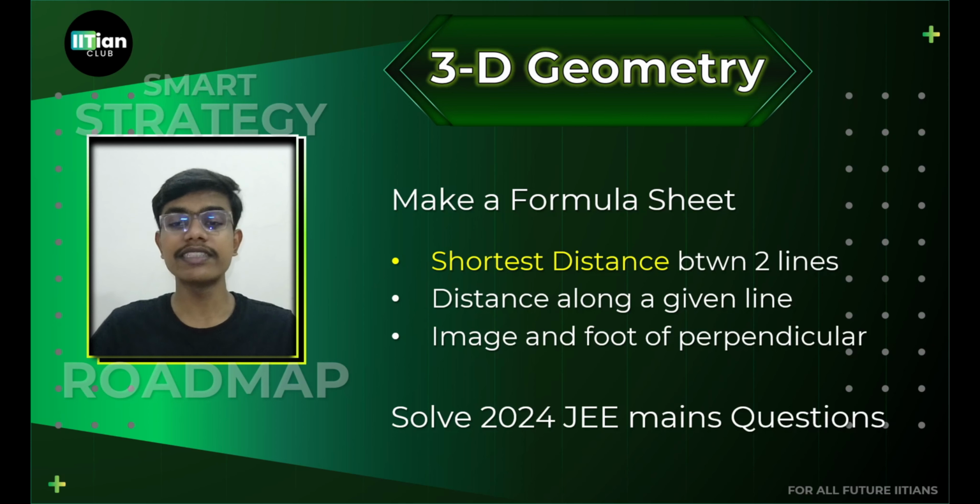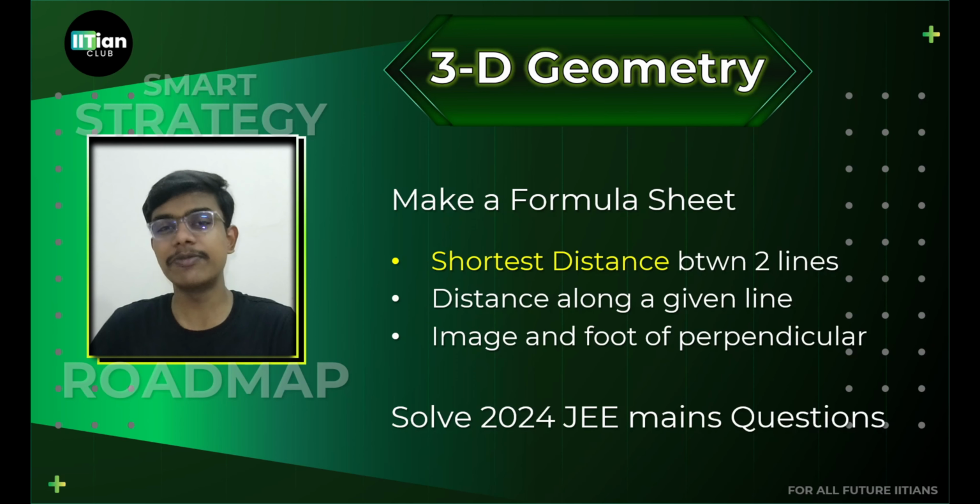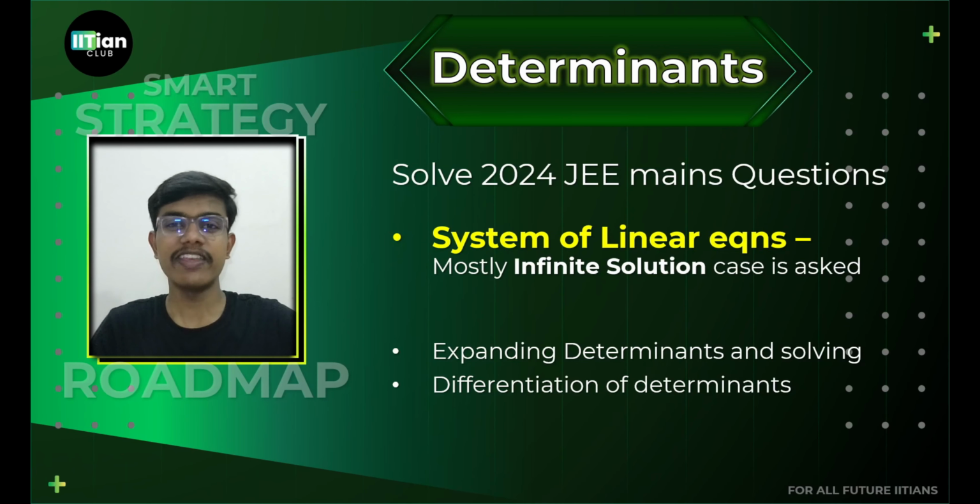Next topic is image and foot of perpendicular. This topic is also tested like anything this year. So make sure you learn the concept and apply it to the 2024 questions and crack this chapter. All the best. Moving on, we have determinants.